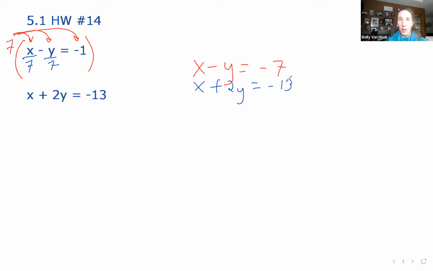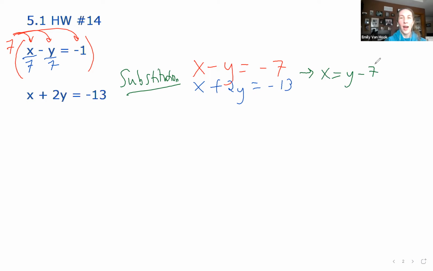I think I've shown more elimination than substitution at this point. So just to make sure we have another example with substitution, I think that's what I'm going to choose here. So if I choose to do substitution, I'm going to isolate x, because in both equations, x has just a 1 coefficient. I'm going to choose the first equation. If I isolate x, I can solve for x by adding y to both sides of that equation, and I would get x equals y minus 7.